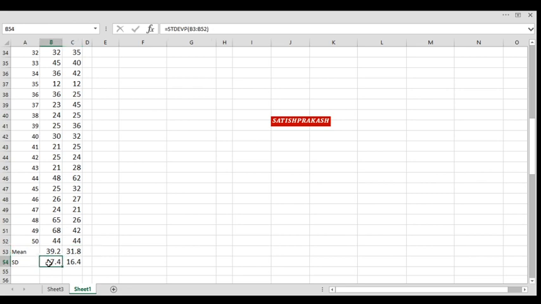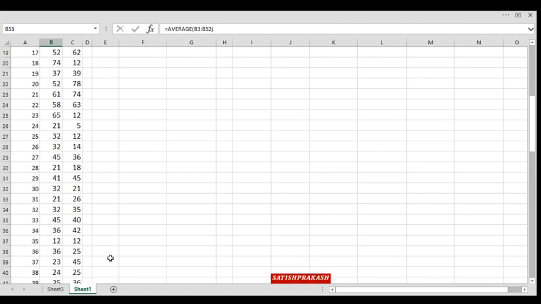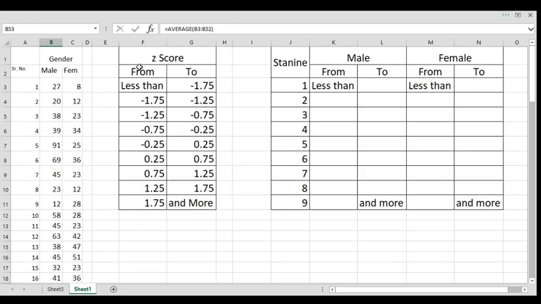You can see here in B54 the standard deviation of male is found, and in C54 the standard deviation of female is found. We will use these two values to find the stanine scores for this data set for male and female separately. For that, first of all, we have to prepare this table in which the range of Z values, range of sigma scores, are to be mentioned for each stanine.